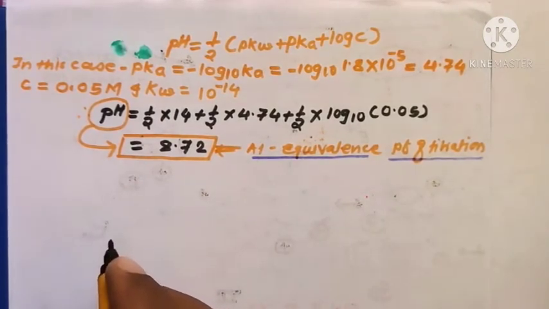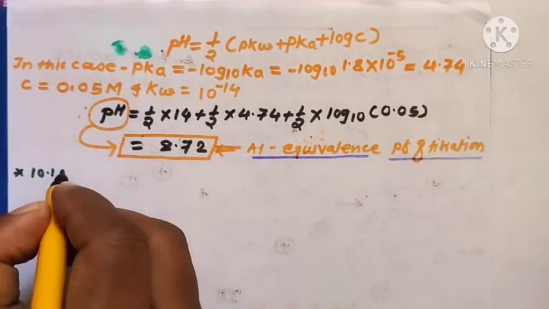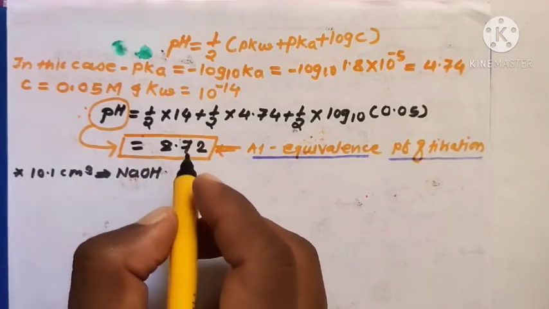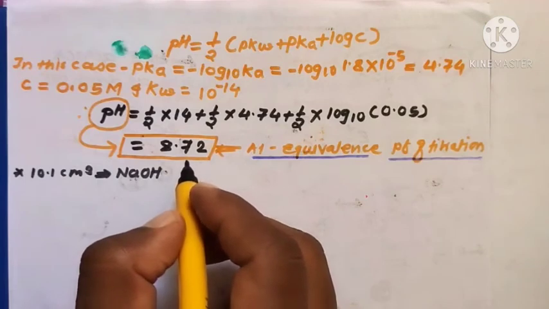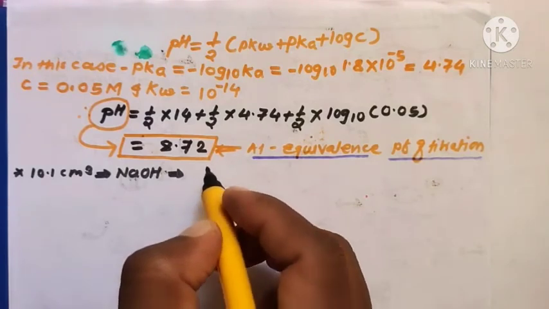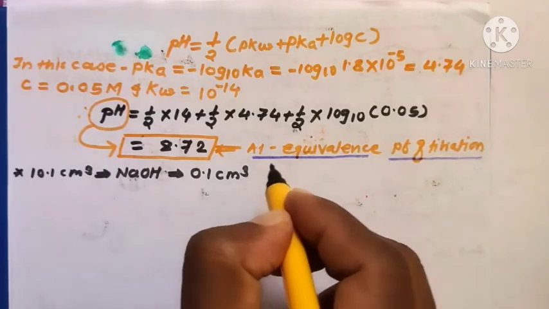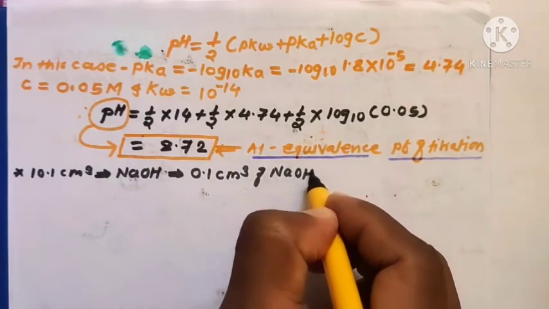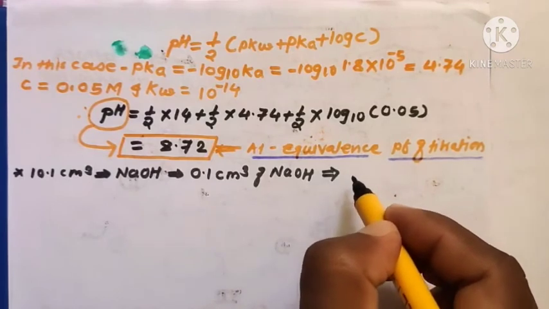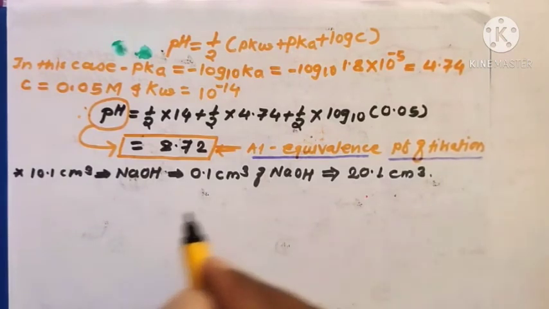Now pH at the excessive addition, suppose when 10.1 cm cube of NaOH has been added into the solution of weak acid, the concentration of excess hydroxyl ion, that is 0.1 cm cube of NaOH, will be excess, and the total volume of the solution is 20.1 cm cube in the conical flask.